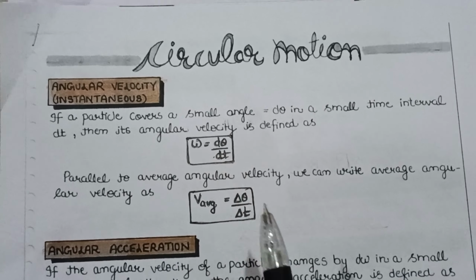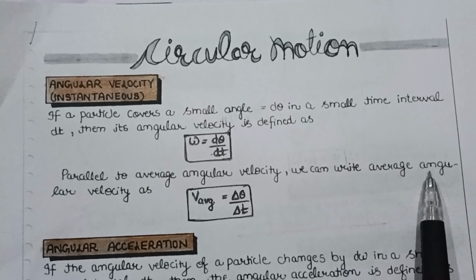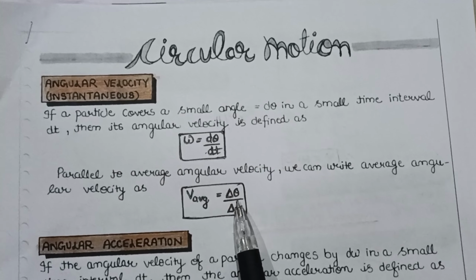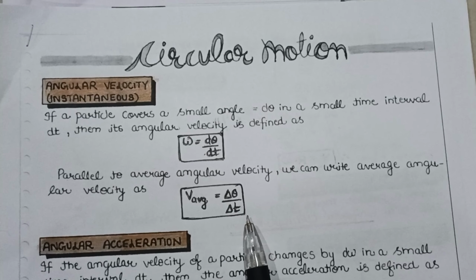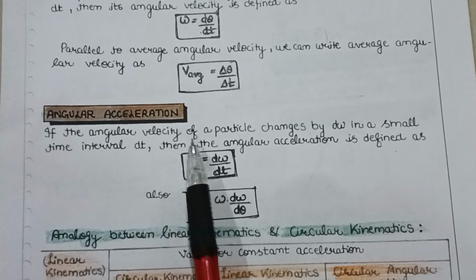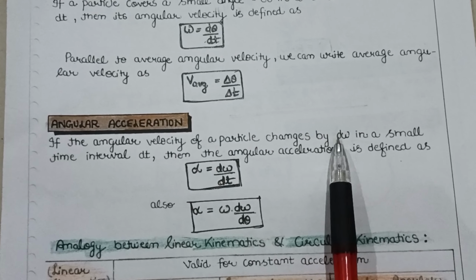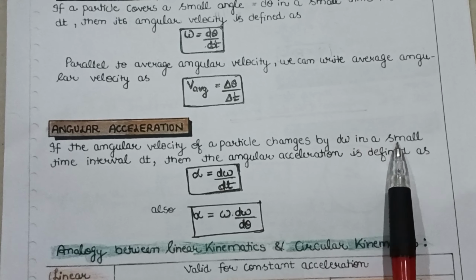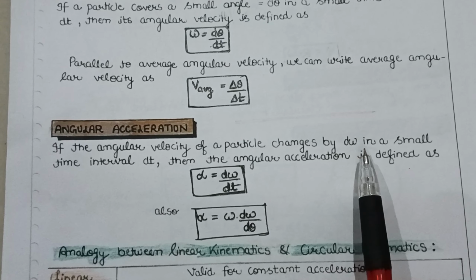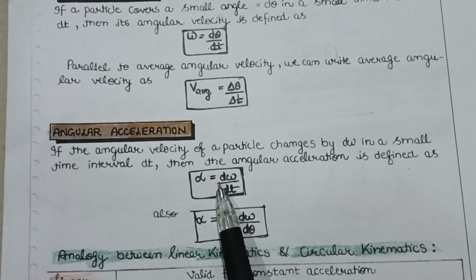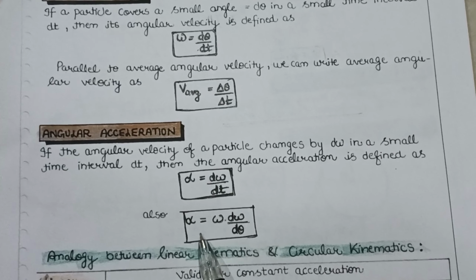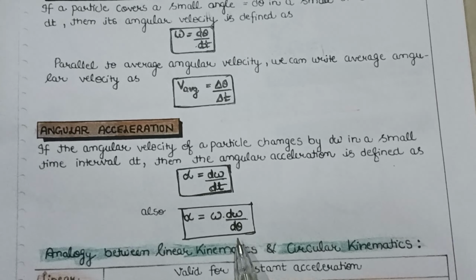Parallel to average angular velocity, we can write average angular velocity as omega average is equal to delta theta upon delta t. Angular acceleration. If the angular velocity of a particle changes by d omega in a small time interval dt, then the angular acceleration is defined as alpha is equal to d omega by dt. Also, alpha is equal to omega dot d omega by d theta.